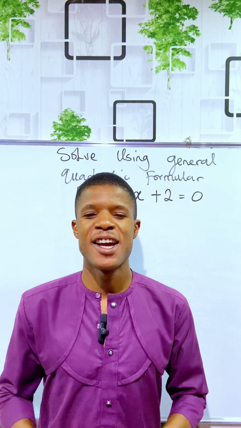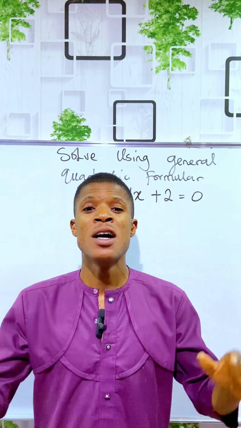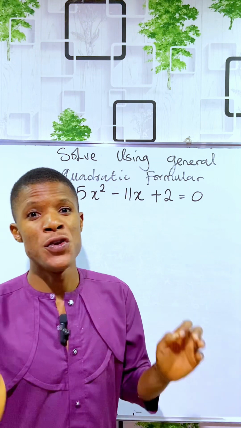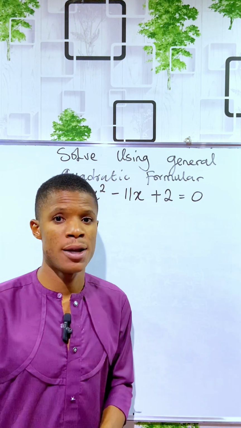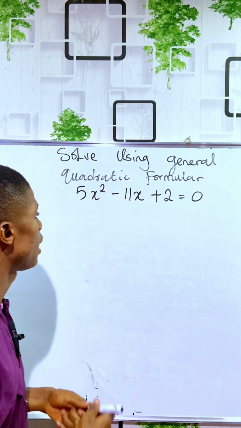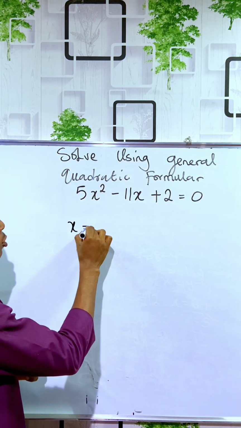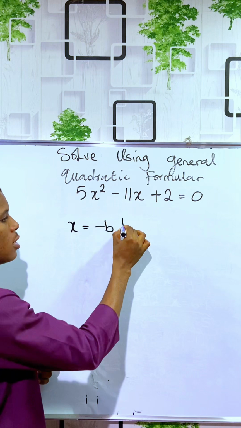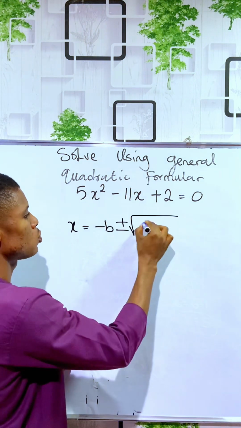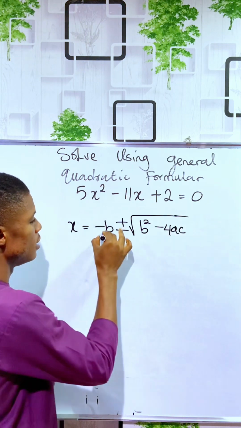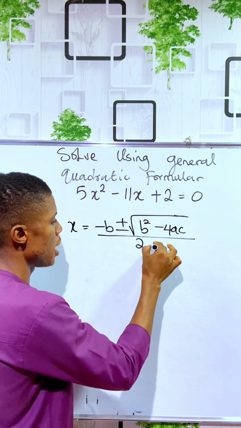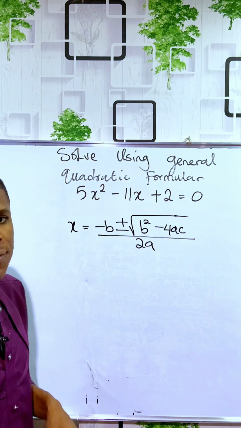Hi guys, do you know how to solve quadratic equations using the general quadratic formula? Come, let me explain. The general quadratic formula comes in the form x equals minus b plus or minus the square root of b squared minus 4ac, divided by 2a. This is the general quadratic formula.